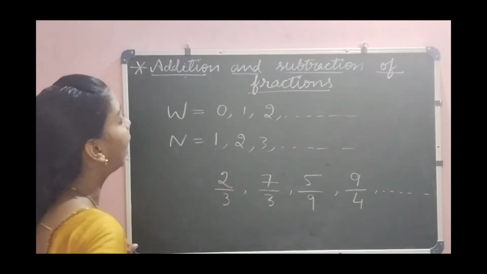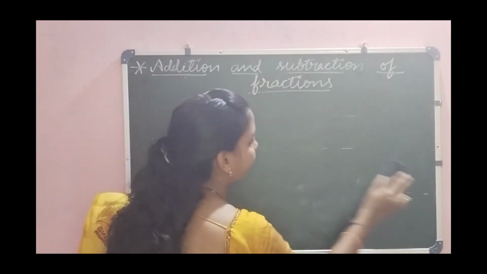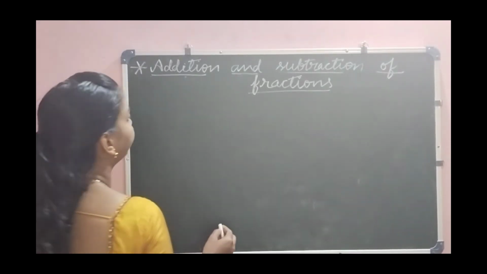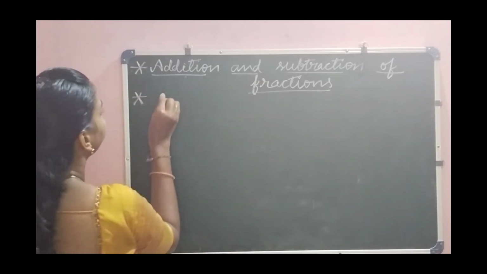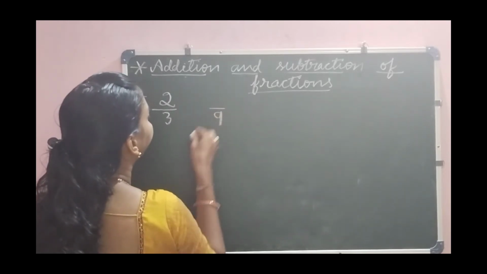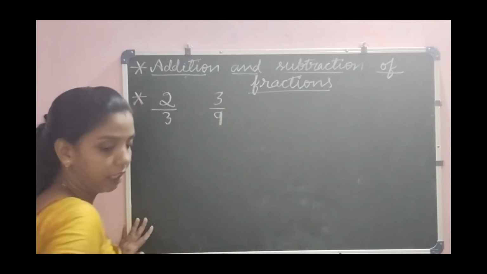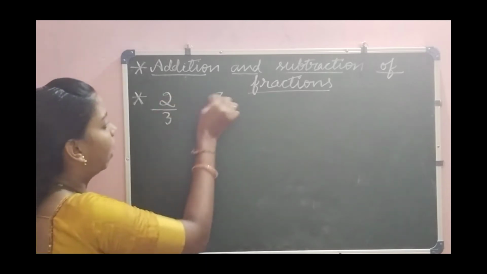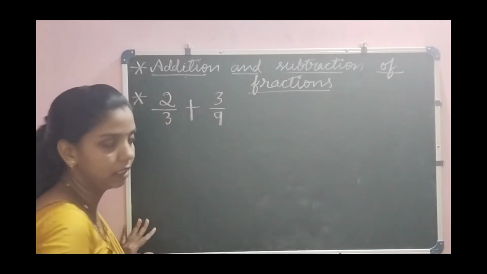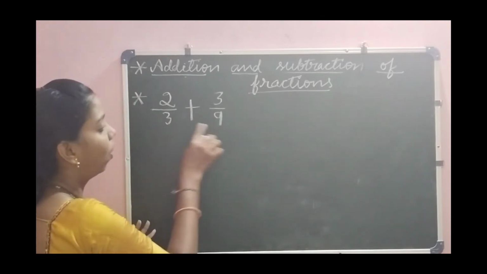Now, how can we add and subtract fractions? First, I will consider two examples: 2 by 3 and 3 by 9. If I am going to add these two numbers, the denominators 3 and 9 are not the same.